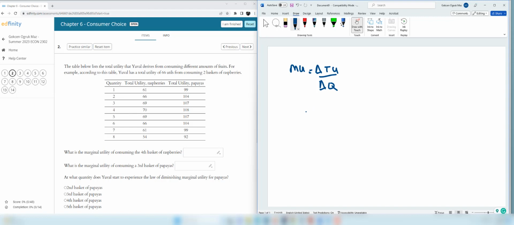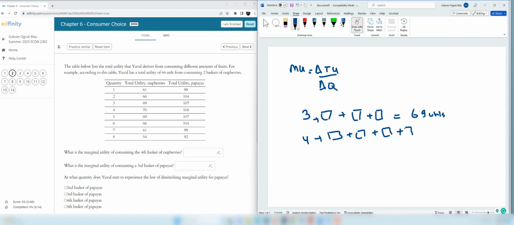Total utility with 3 baskets altogether gives us 69 utils, and 4 baskets altogether gives us 70 utils. So by adding an additional basket, the utility increases by 1 util. Therefore, marginal utility is 1 util.